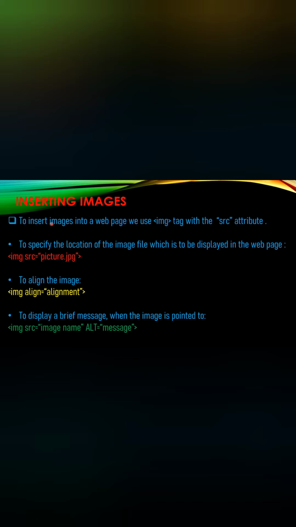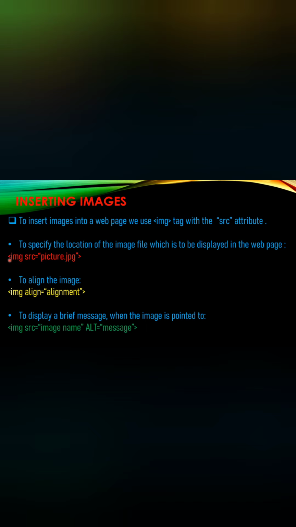Next, how to insert images on web page. So to insert images into a web page, we use img tag with the src attribute. Okay, so which tag is used to insert images? Img tag, and the attribute used is src attribute. Okay, to specify the location of the image file which is to be displayed in the web page, we have to use this syntax. So to insert and to specify the location of the image, you have to open the img tag, then src.